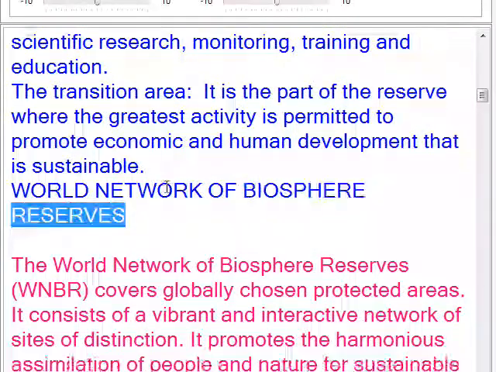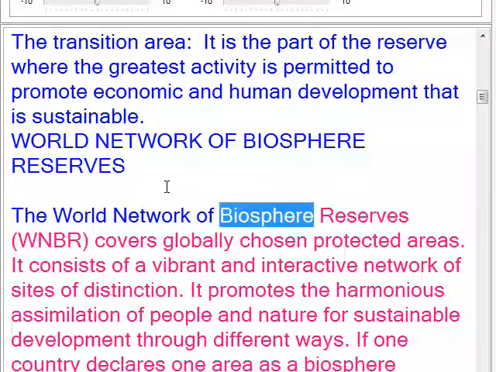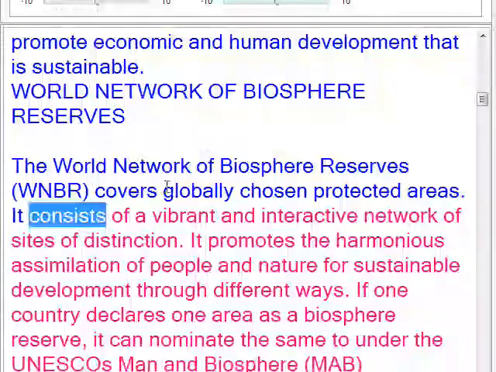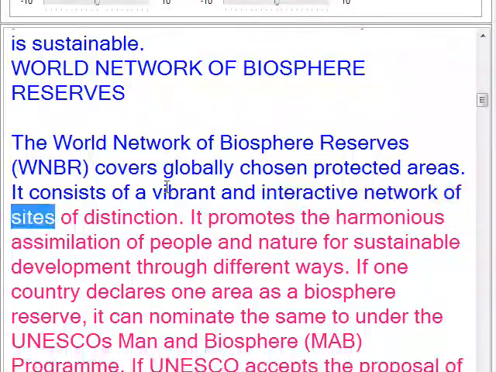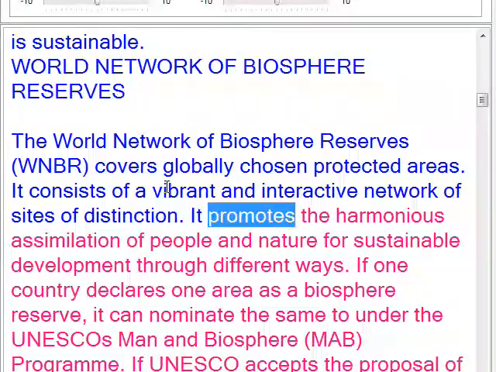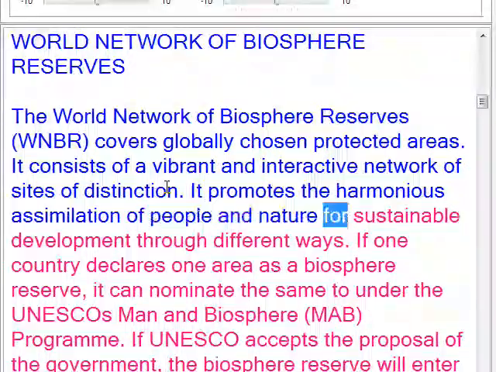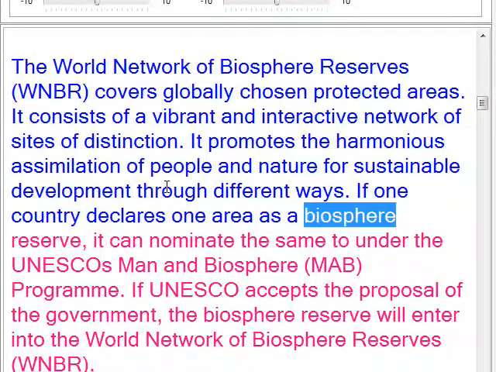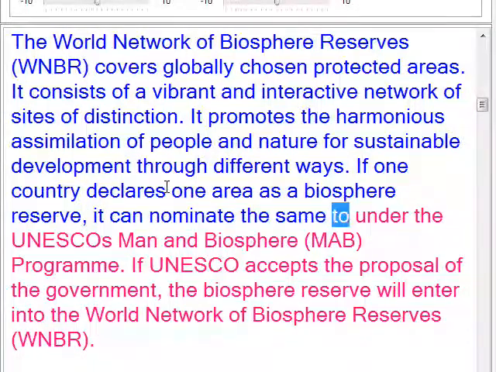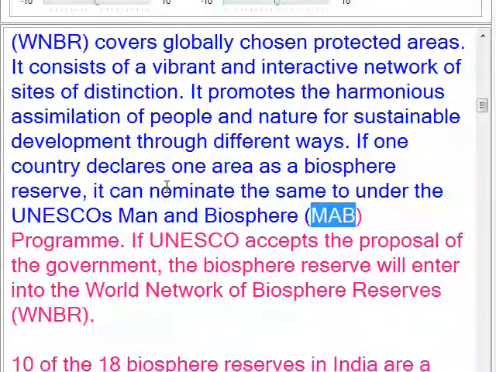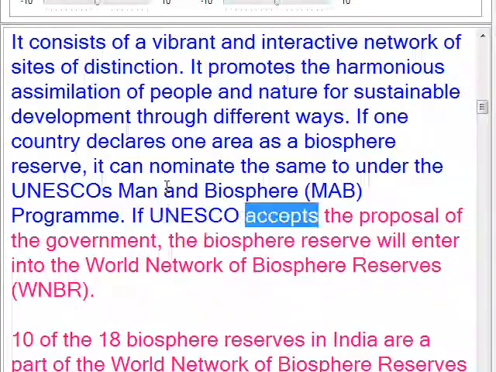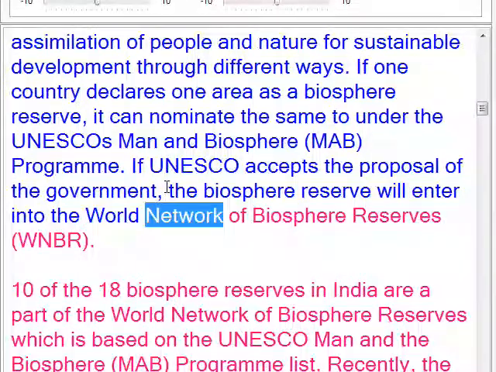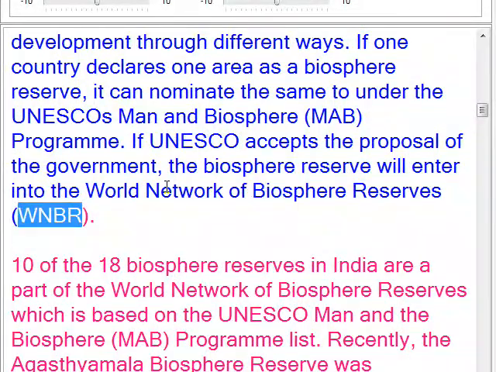World Network of Biosphere Reserves. The World Network of Biosphere Reserves (WNBR) covers globally chosen protected areas. It consists of a vibrant and interactive network of sites of distinction. It promotes the harmonious assimilation of people and nature for sustainable development through different ways. If one country declares an area as a biosphere reserve, it can then nominate the same under the UNESCO Man and Biosphere (MAB) program. If UNESCO accepts the proposal of the government, the Biosphere Reserve will enter into the World Network of Biosphere Reserves (WNBR).